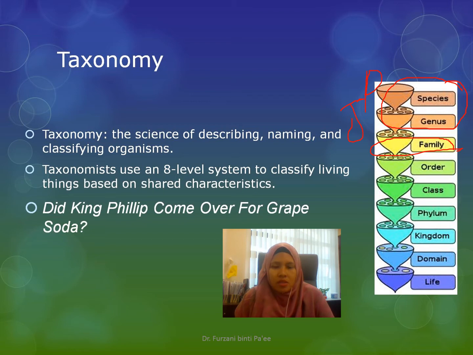So there is a suggestion for this. Did King Philip come over for grape soda? It starts with the domain: domain, kingdom, phylum, class, order, family, genus, and species. But it is up to you to come up with your own mnemonics to remember this eight-level taxonomy system.